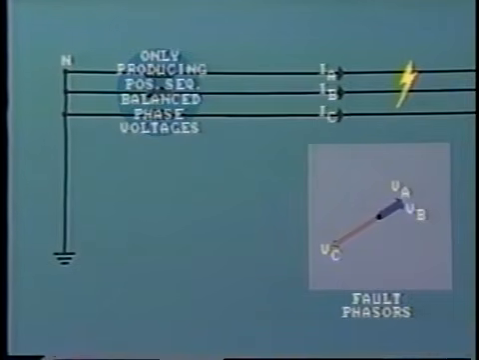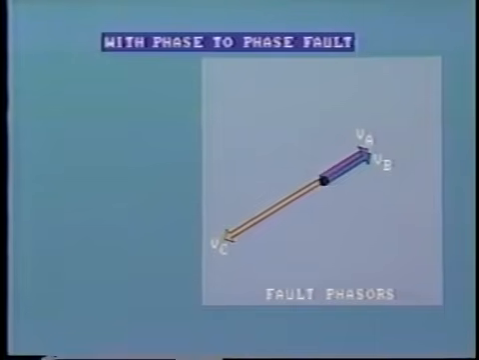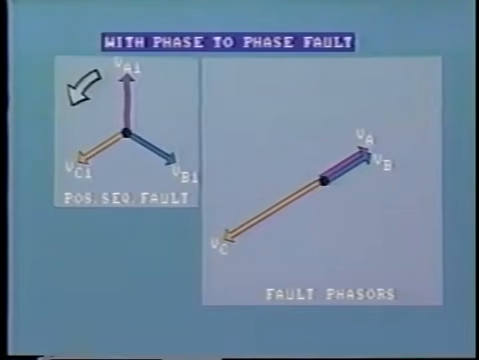Now remember, the generator, as always, is still producing positive sequence phase voltages. But at the fault, the voltage phasors look like this, with the different phase voltages being identified by VA, VB, and VC. The voltage at the fault on the unfaulted phase is approximately equal to its pre-fault value, and with our phase-to-phase fault, the positive sequence fault voltages are about 50% of this.